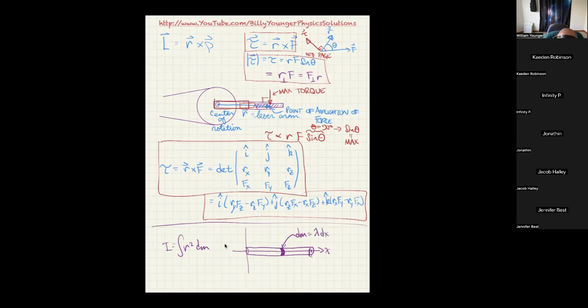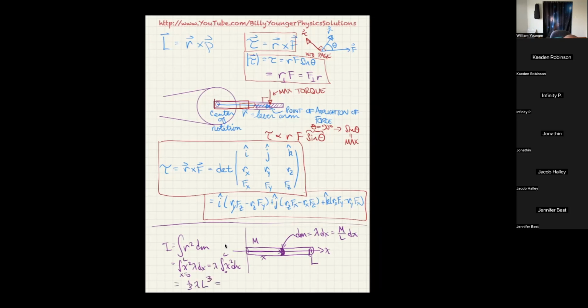And since this, I'm going to say, has a length L and a mass m, lambda is m over L. And then this distance from here to here is actually x. So what I get is the integral of x squared lambda dx from x equals 0 to L, which is lambda times the integral of x squared dx from 0 to L. And that gives me, of course, 1/3 lambda L cubed.